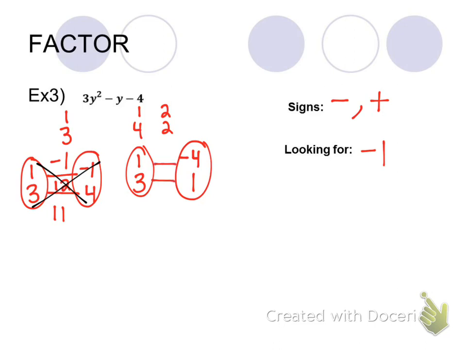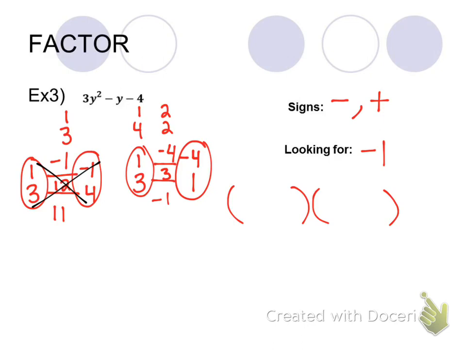Alrighty. We make our lines so that we can multiply them together. 1 times negative 4 is negative 4. 3 times 1. And when I add them up, negative 1. Is that what I wanted? Yes. So this is my winning combination. This is what will help me write my answer.